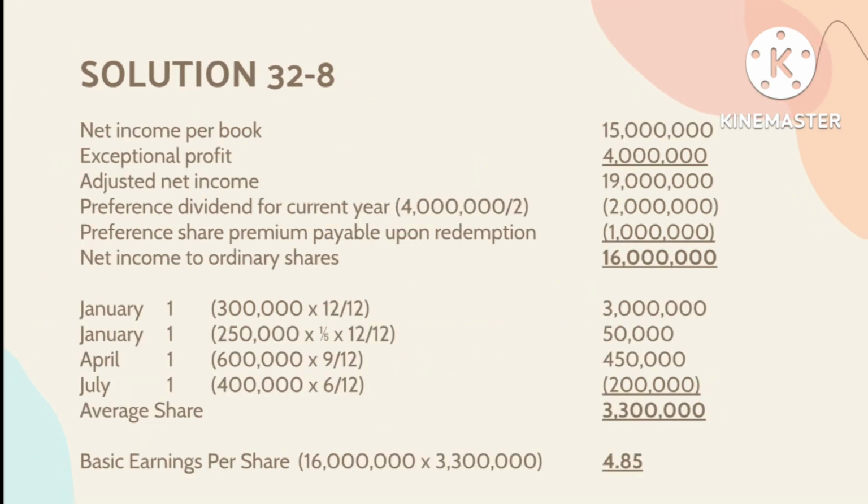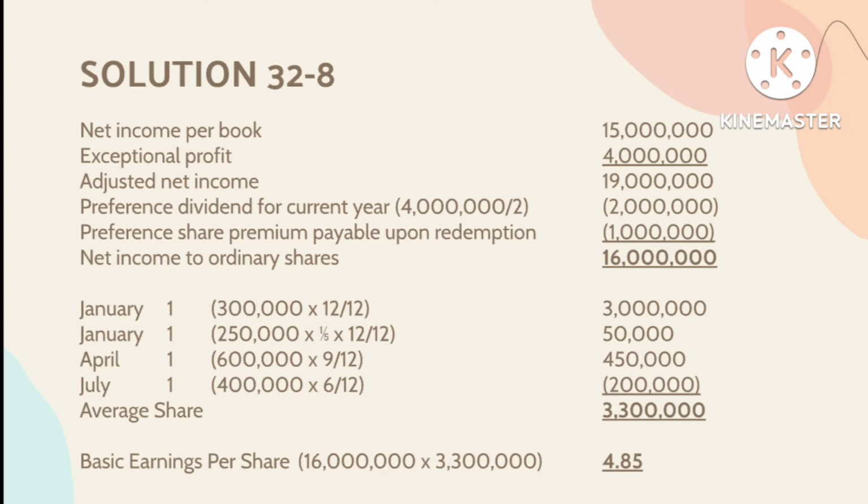Solution. So for the current year, the entity had a net income of 15 million. I-adjust natin siya by adding exceptional profit of 4 million. The adjusted net income is 19 million. Ililas natin ang preference dividends. Ang preference dividend for the current year is 2 million.